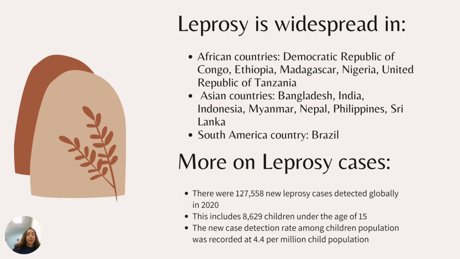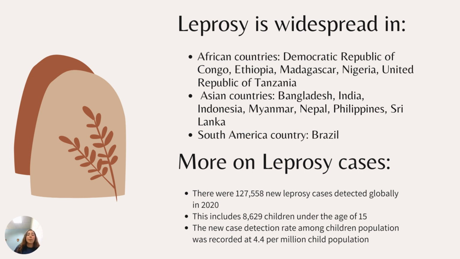So leprosy is still existent today, even though most people think it's not. It is most widespread and still an epidemic in some African countries, such as the Democratic Republic of Congo, Ethiopia, Madagascar, Nigeria, the United Republic of Tanzania. Also in some Asian countries, such as Bangladesh, India, Indonesia, Myanmar, Nepal, Philippines, and Sri Lanka. It is also widespread in one South American country, which is Brazil.